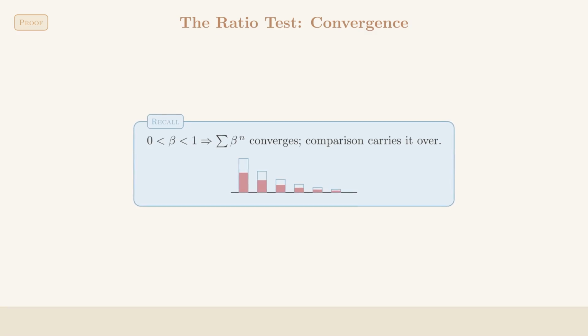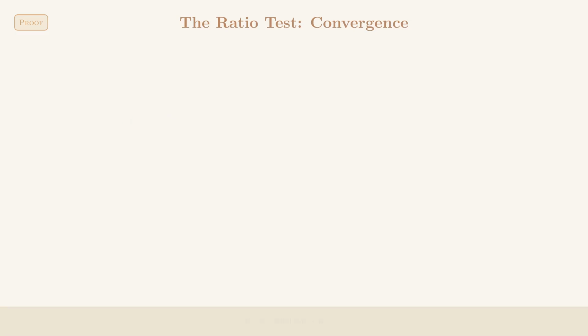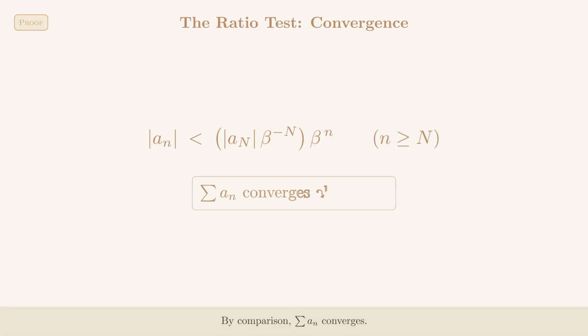Recall once more that the geometric series with ratio beta converges, and that terms below those of a convergent series give a convergent series. Written in terms of n, every term past n is below a fixed constant times beta raised to the nth power. Our terms are below a constant multiple of a convergent geometric series. By comparison, the series converges absolutely.